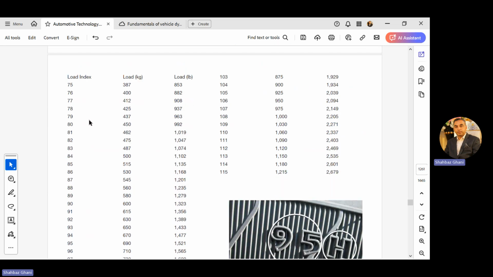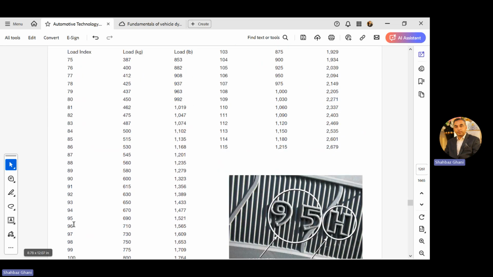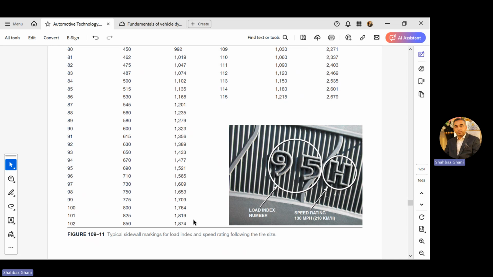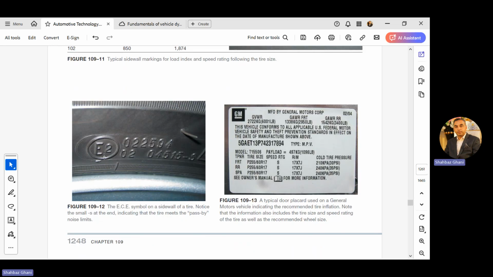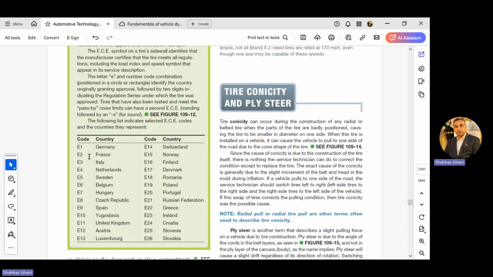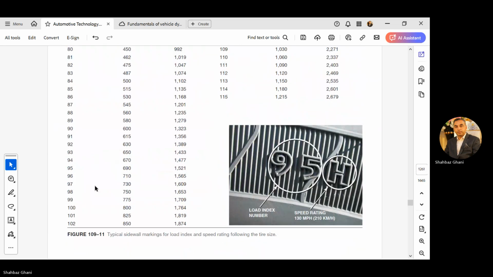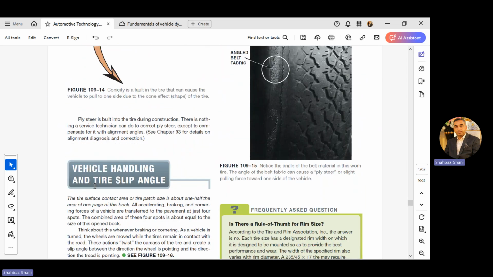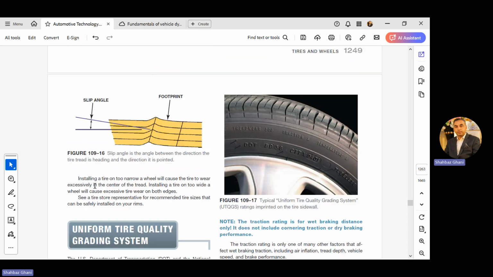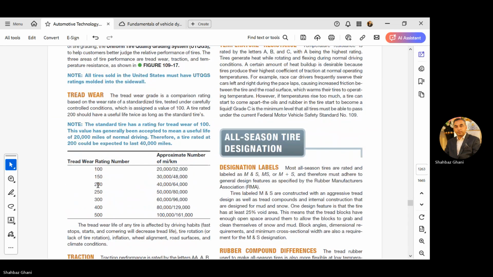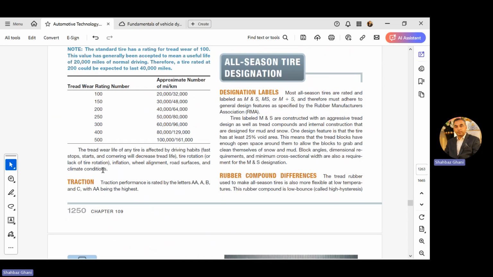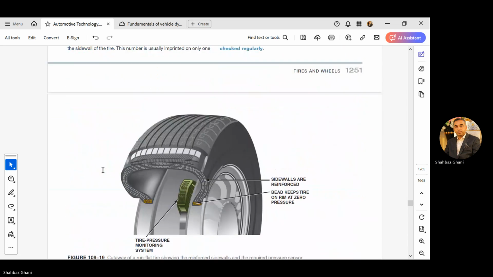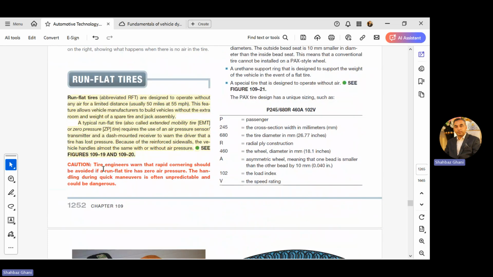And this is the load index table, 95 means it can withstand 690 kg or that much in pounds. This E2 depicts France. Then we have the slip angle, the tire tread bearing, traction, and run flat tires.